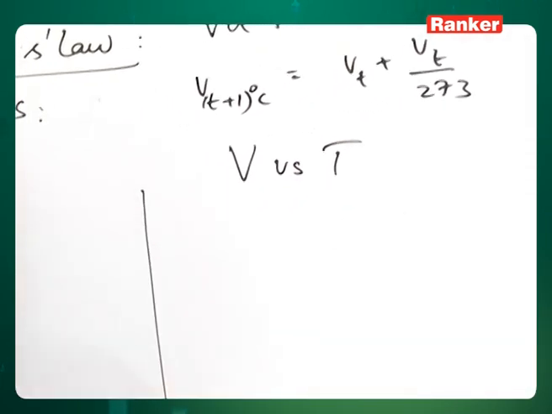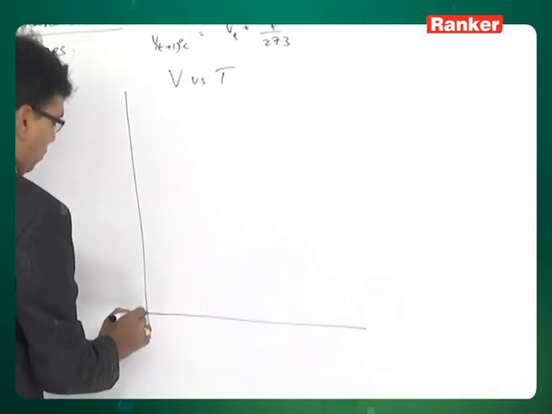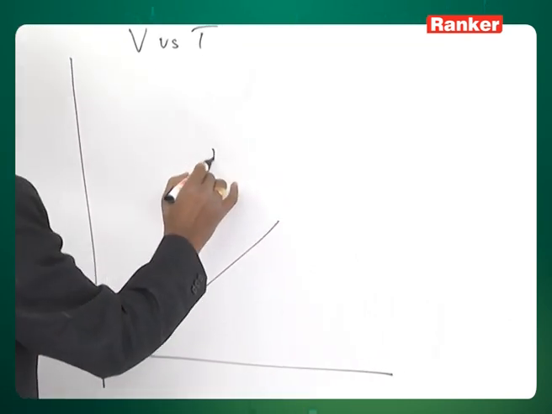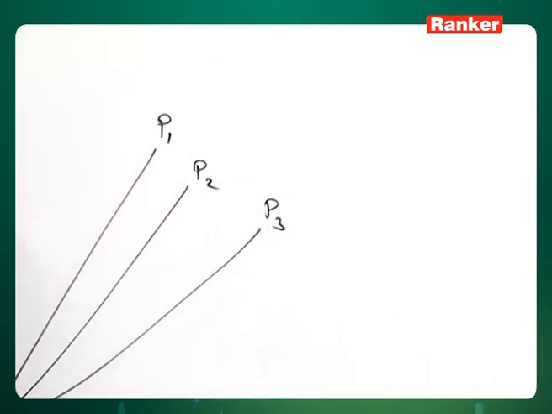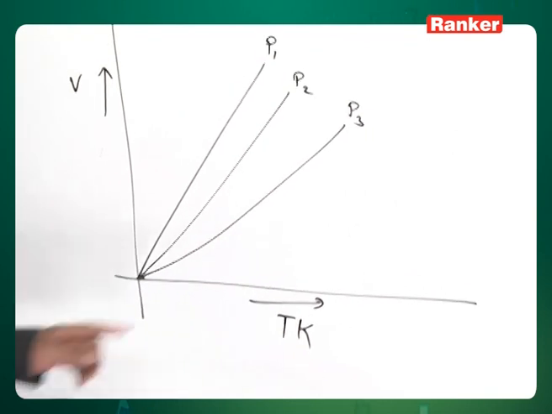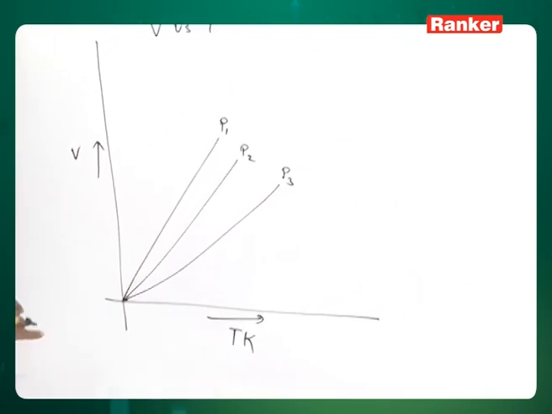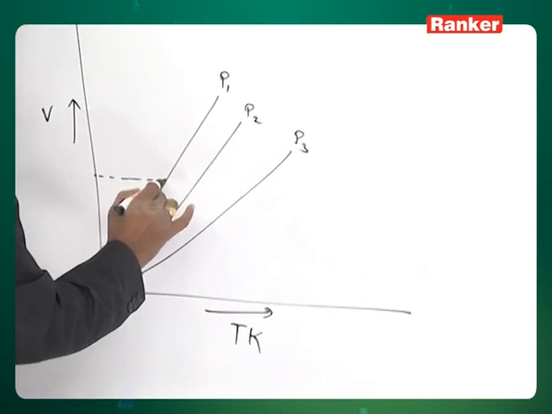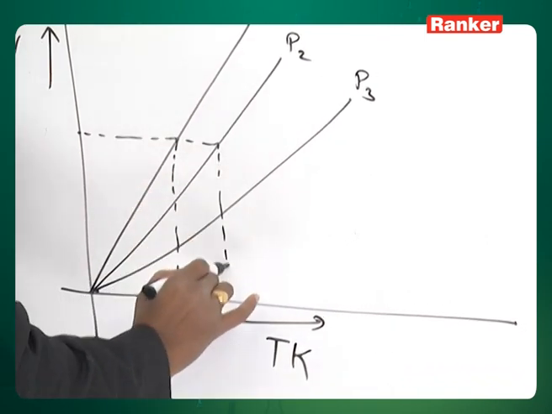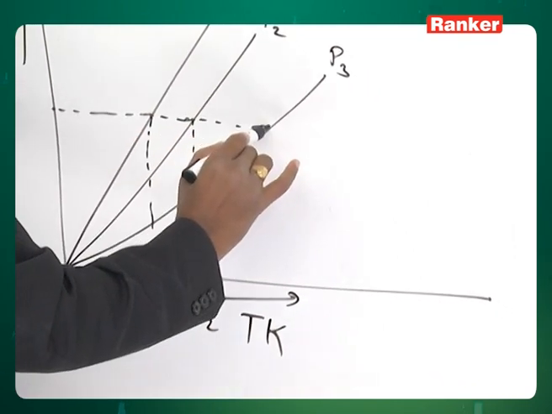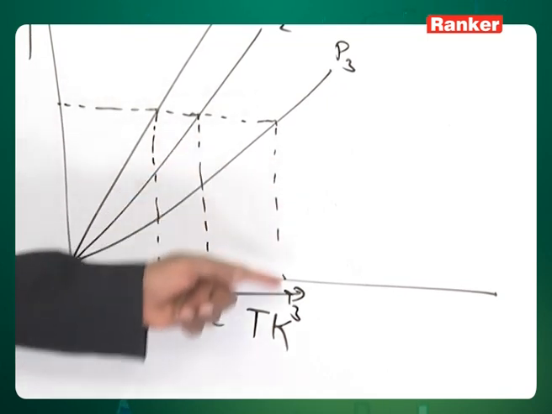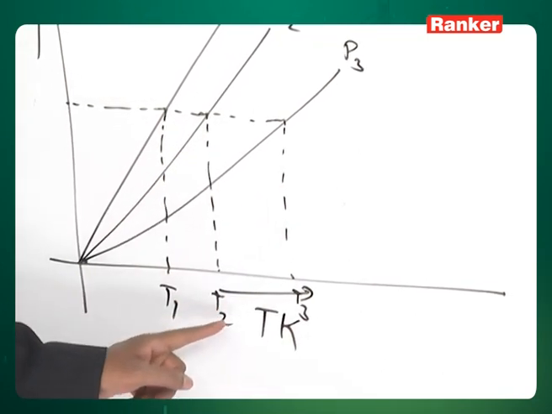Now, V versus T in Kelvin, change in volume with change in temperature. Again, if you look at it, at a particular volume, this is T1, T2, T3. So here, at the same volume, at 3 different temperatures T1, T2, T3, T1 is less than T2, less than T3.